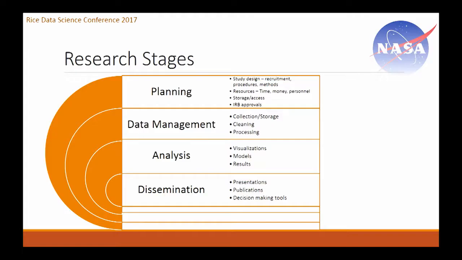All right, so this is a high-level synopsis of the stages of research, which I've categorized into 4 steps of planning, data management, analysis, and dissemination. So first in the planning stage, we're focused on the design of our study, how to allocate resources of time, money, and personnel, determining how and where the data is stored, as well as who is going to have access to the data, and getting IRB approvals.